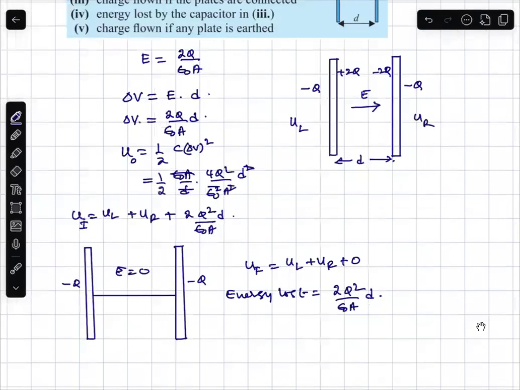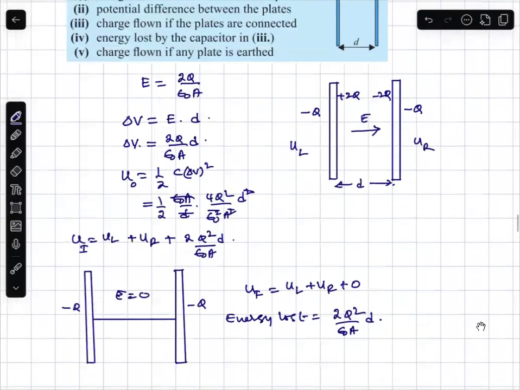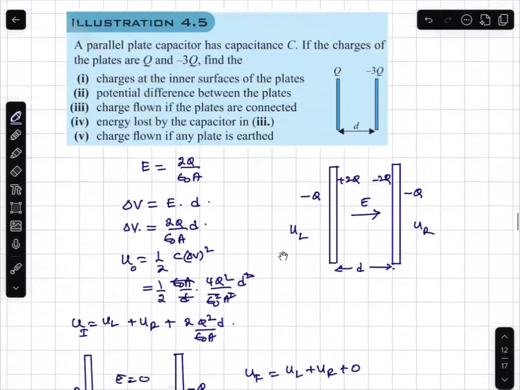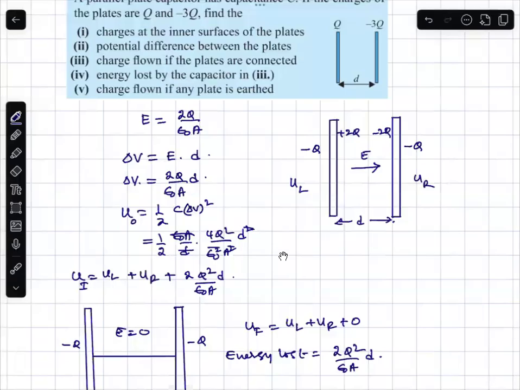Everyone? So charge flown, right? This is the potential difference between the plates. Charge flown if the plates are connected. Energy lost by the capacitors, right? Charge flown if any plate is earthed. Now, how to understand this particular question? I mean, he may be asking after the second step, after the third step, or after the fourth step, or in what way? That's what I just want to check.